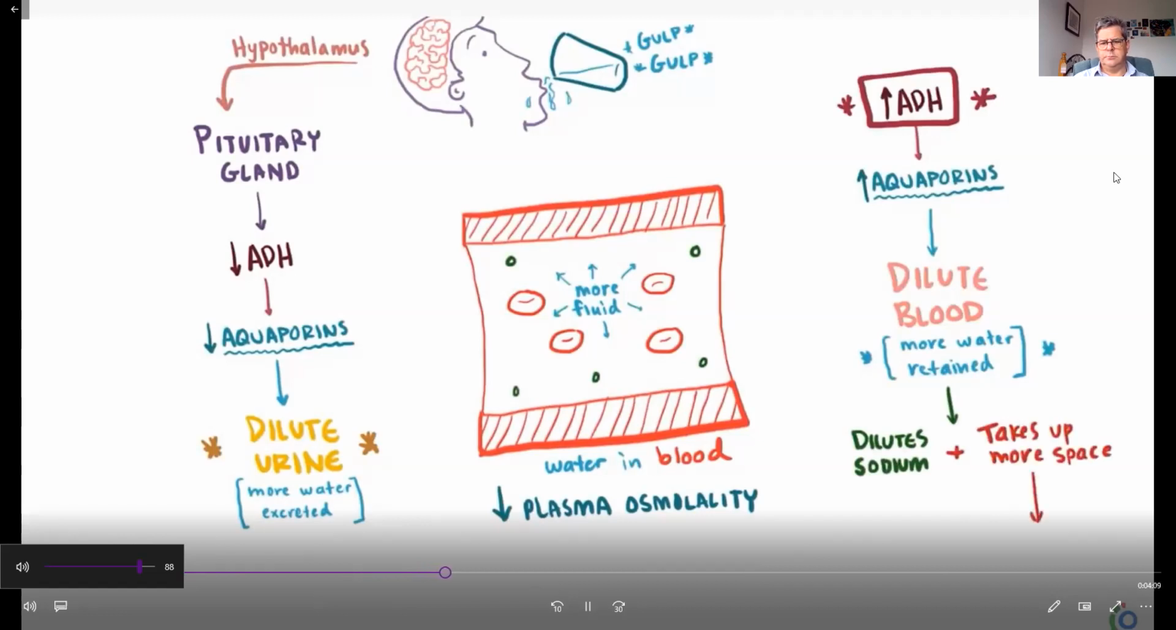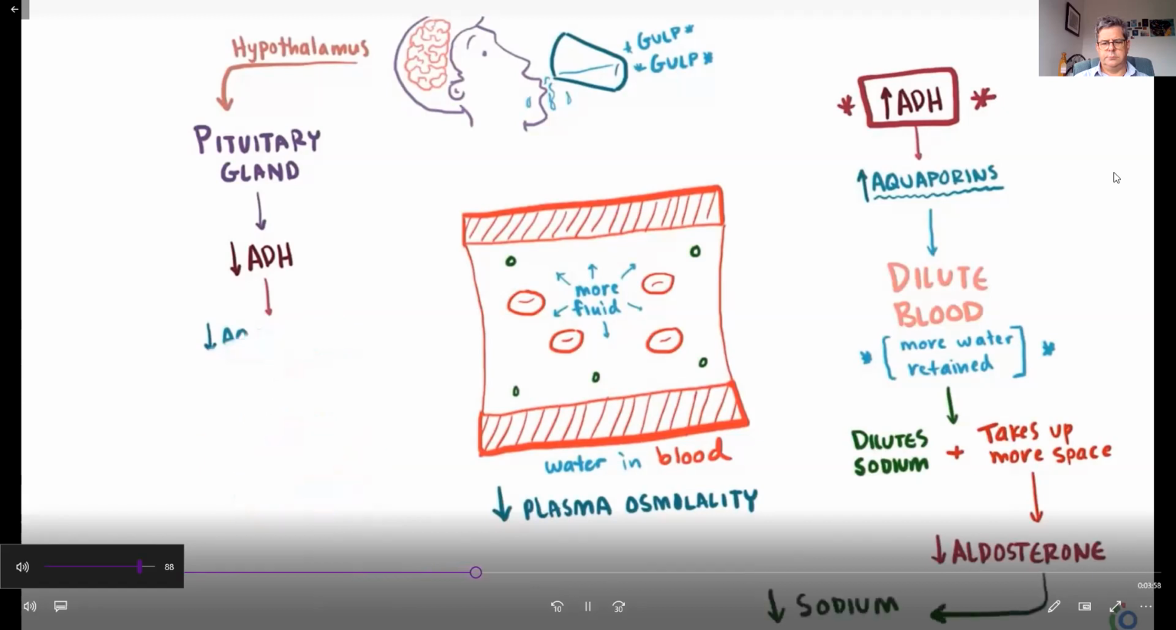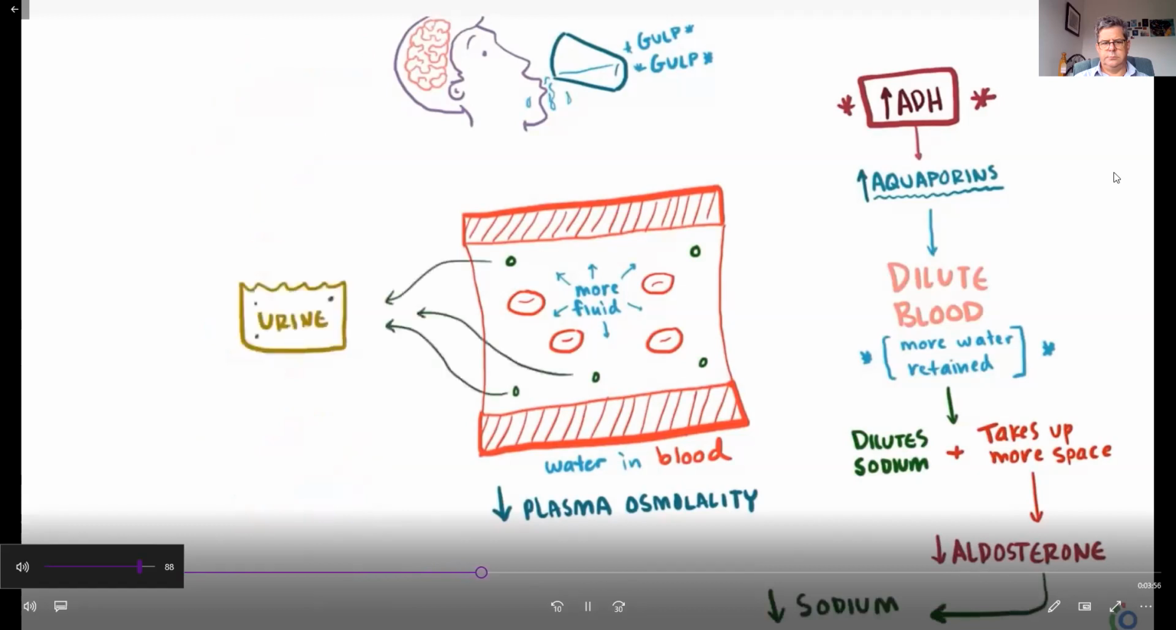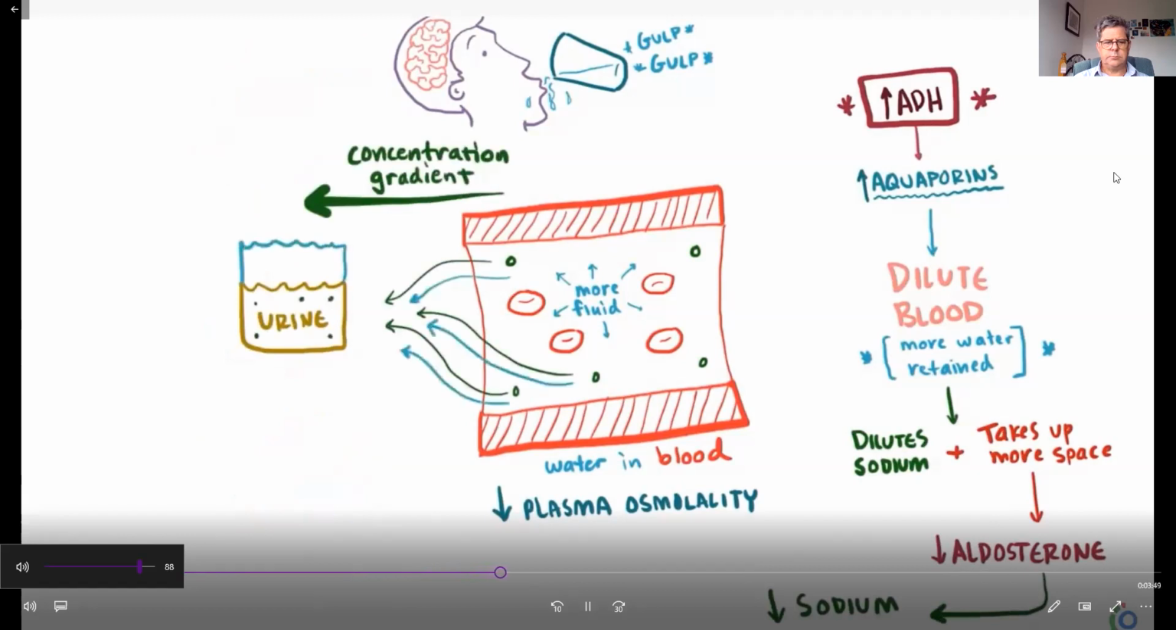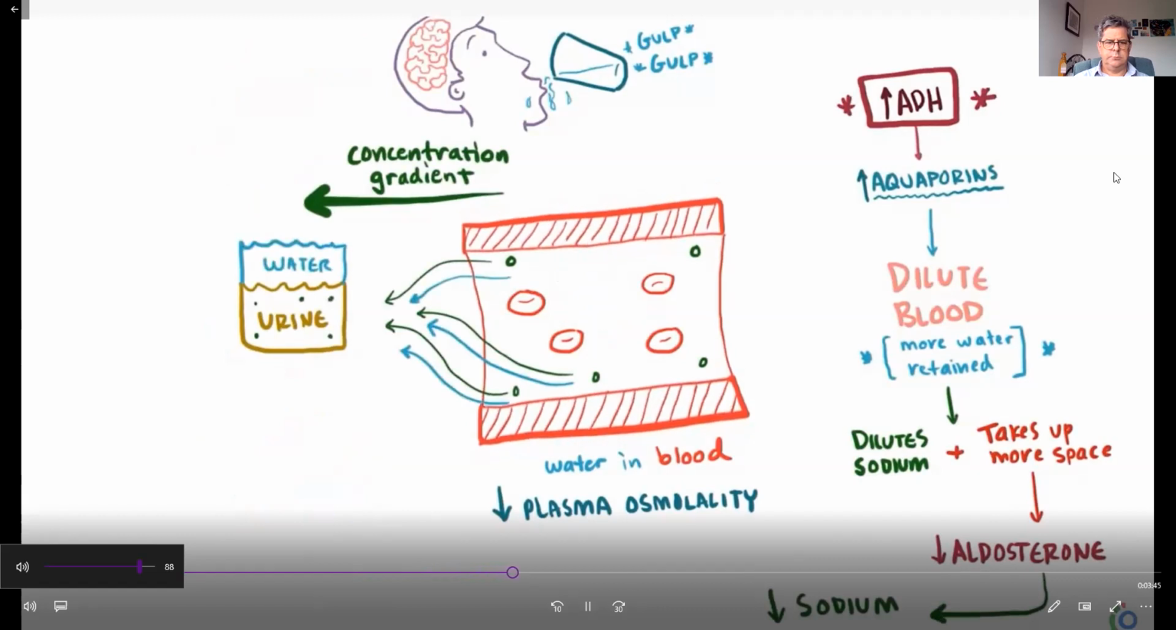And this taking up of more space triggers another mechanism in our body that causes the hormone aldosterone to stop being released. Less aldosterone floating around in the blood causes the body to start dumping sodium from the blood into the urine. Concentration gradients cause water to follow sodium, so we end up with excess water being excreted in the urine with the sodium, which normalizes the fluid volume in the blood.